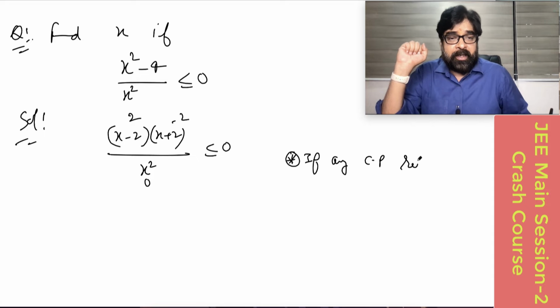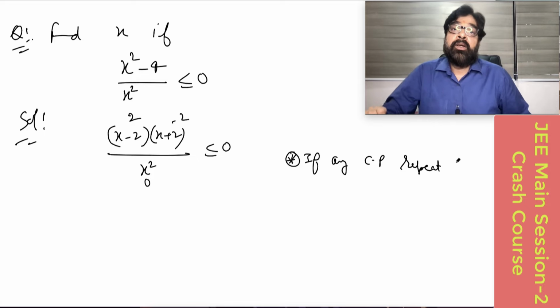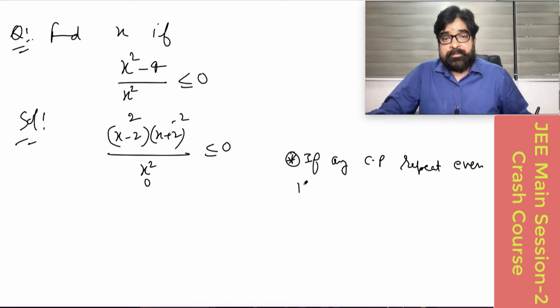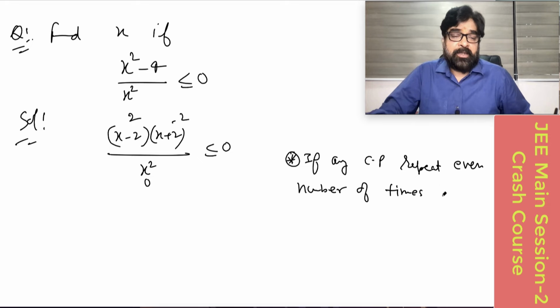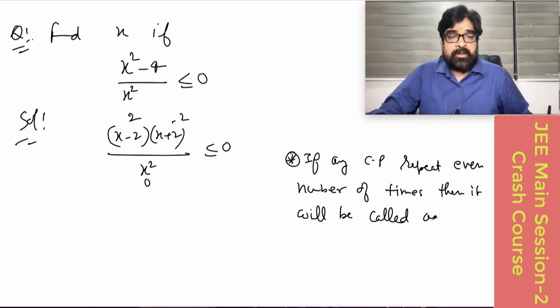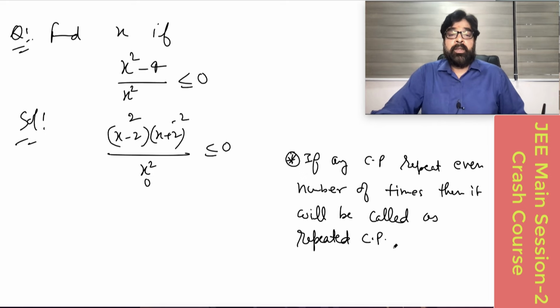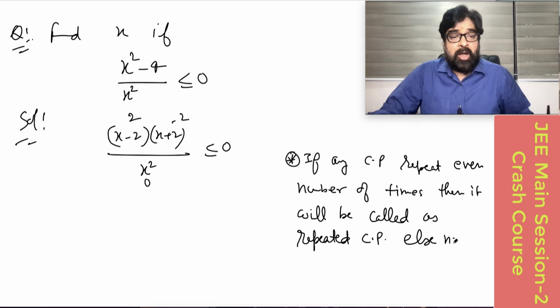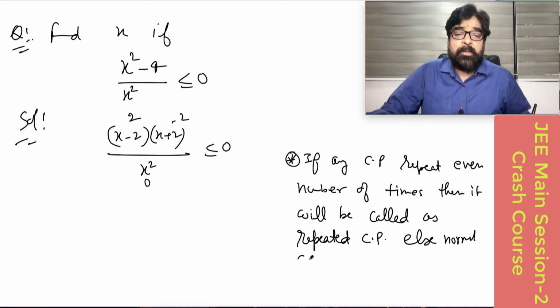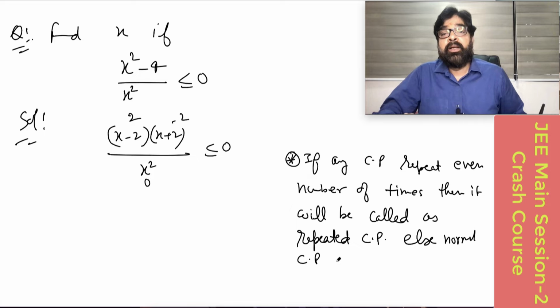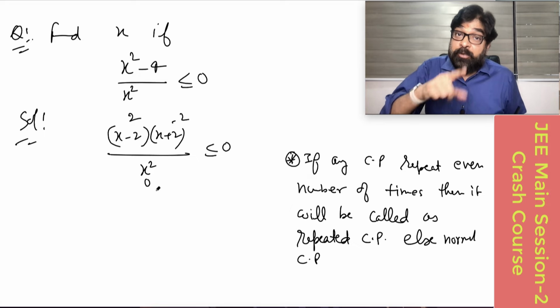If any critical point repeats an even number of times, then it will be called a repeated critical point. Else, it is a normal critical point. Normal critical point is whatever you have been doing till now. Here 0 is repeating 2 times, so it's a repeated critical point.